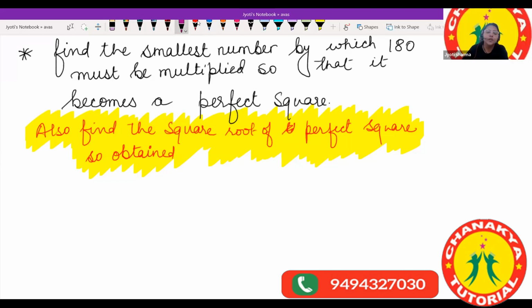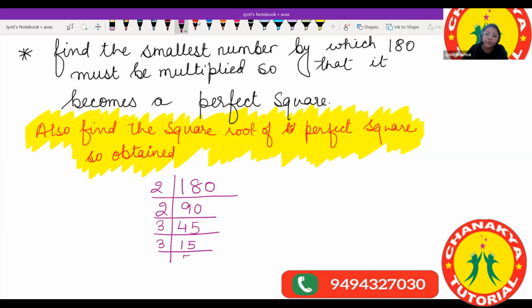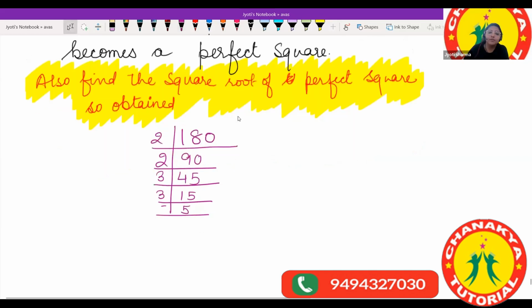Okay, let's do it. So we are going to do the prime factorization of 180. 2 nines are 18, 0. 2 fours are 8, 2 fives are 10. Now you cannot divide by 2. You will try with 3. 3 ones are 3, 3 fives are 15. 3 fives are 15. Okay. 5 ones are 5. Now, what is the prime factorization of 180? 2 into 2 into 3 into 3 into 5.